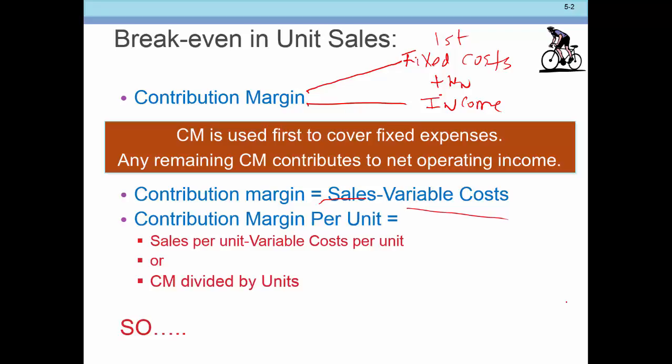Now, if I want the contribution margin per unit, then what? I can either take, like I just showed you on that opening slide, my sales price minus my variable cost. That'll give my contribution margin per unit. Or I could simply take the entire contribution margin, which is my sales minus my variable cost, and divide that by the number of units. That will also give me the contribution margin per unit, right? So we've got a couple different ways that we can calculate our contribution margin per unit.